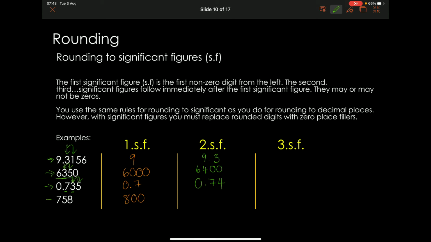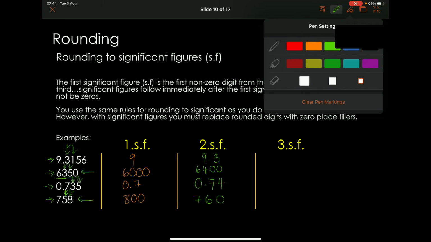And then on this last one, the second significant figure is 5. So we would then look at the number next to it, which is an 8. So that 5 would round up to a 6, and then we'll put a 0 on the end. Remember, you've got to keep the value of the number. If this is in the 6,000s, it's got to remain thousands. If this is 700, or hundreds, it's got to remain hundreds.